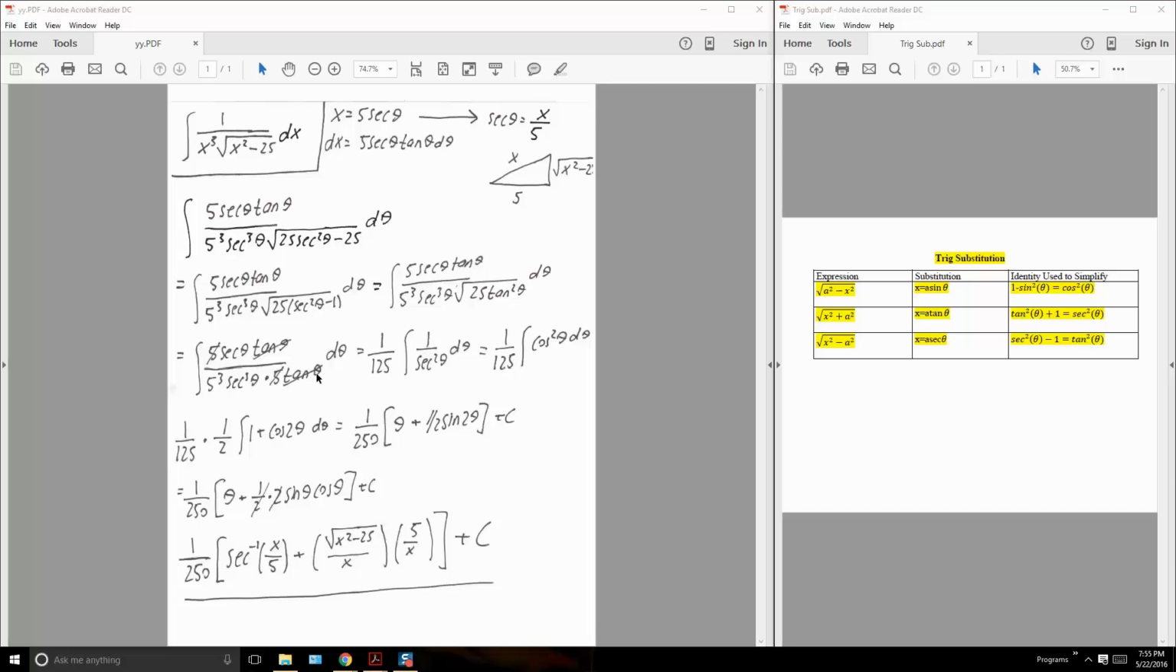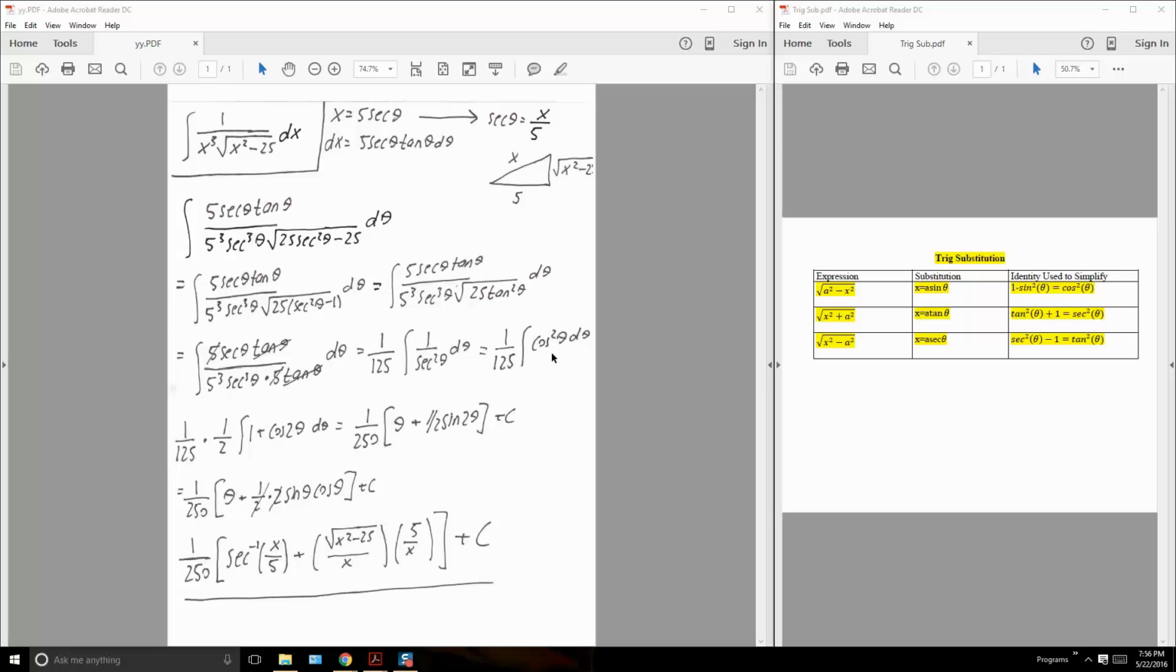So now we cancel out some terms. The 5 would cancel out here, tan would cancel out here. We have 1 secant on top, and we have 5 cubed secant cubed. So we'll cancel out 1 secant, and we will be left with 1 over 125 integral of 1 divided by secant squared theta d theta. And now we use another trig identity. Well, actually no. 1 divided by secant squared theta is simply equivalent to cosine squared theta.